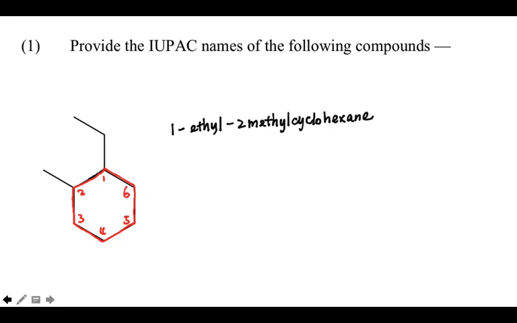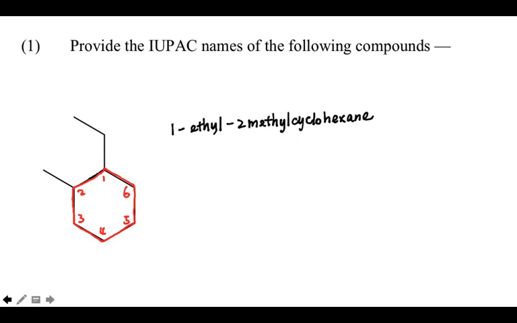All right. Do you guys have any questions? These are easy ones. Maybe I should have given you harder ones. Yes, please. So when you're numbering a ring for substituents, do you always start with numbering the one that's first in the alphabet as 1?